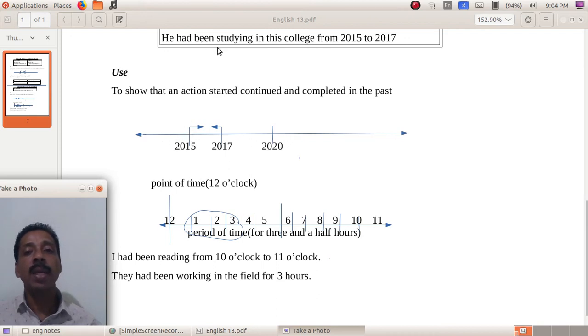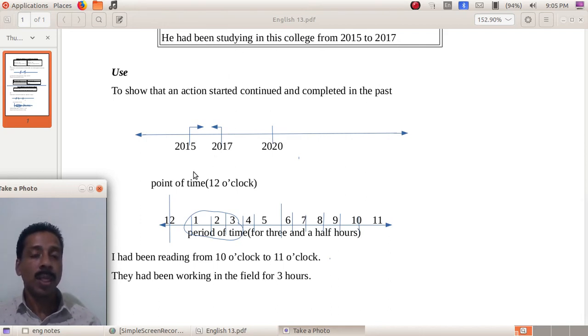He had been studying in this college from 2015 to 2017. So everything is in the past. 2015, 2017, everything should be in the past. Okay, that's the difference between present perfect continuous tense and past perfect continuous.